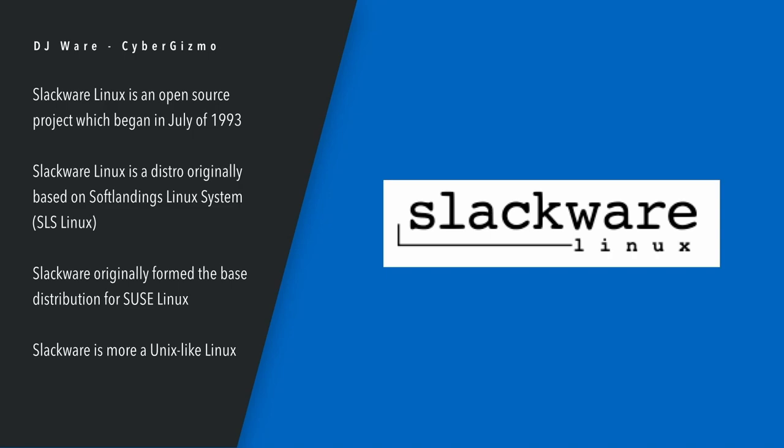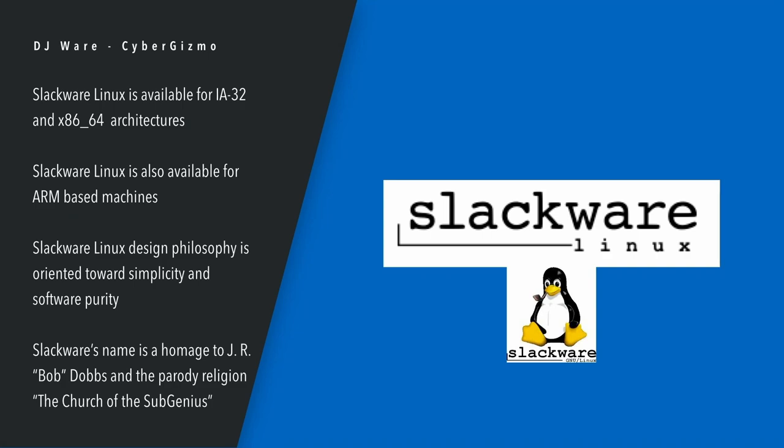Slackware Linux, of course, is open source, and it began in July of 1993. Slackware Linux originally was based off Softlanding Linux System, SLS Linux. I believe I've talked about that before, but SLS is long gone. There were a lot of forks from Slackware. One of the originals of Slackware formed the basis of SUSE Linux. It doesn't anymore. Slackware is more Unix-like than it is Linux-like. So, yeah, definitely. It's available for IA32 and x86-64 architectures. There's also an ARM-based version.